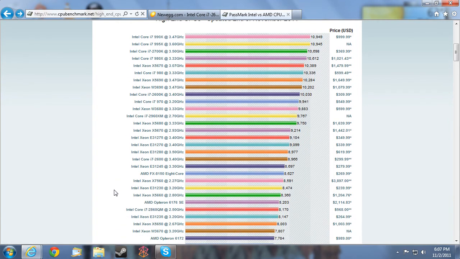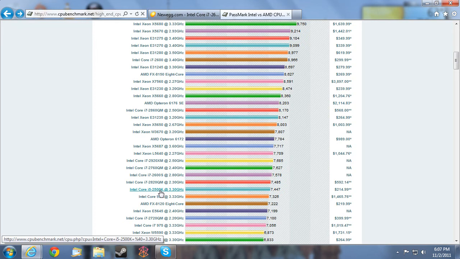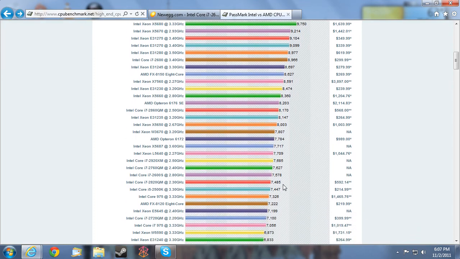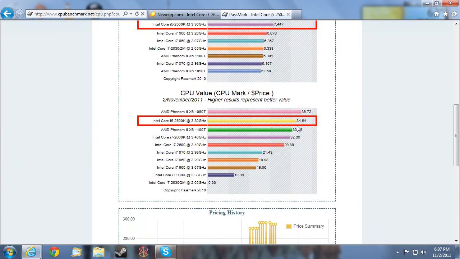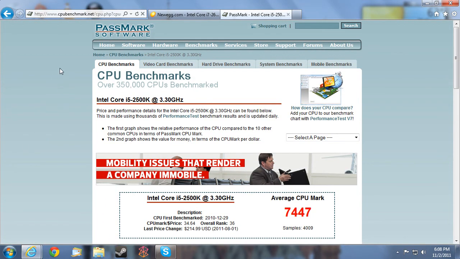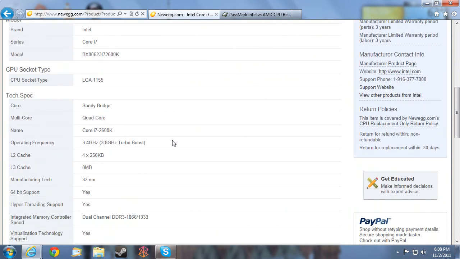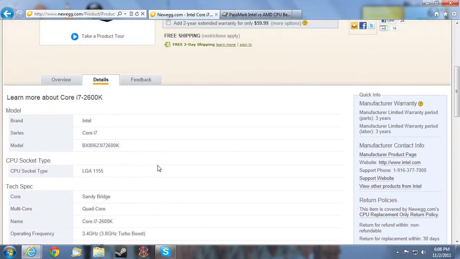Let's see if I can find it. So there it is right there, i5-2500K with a score of about 7500. So yeah, a little bit less than the 2600K, but you're saving $100 and the performance per dollar speaks for itself. So really good processor, but hopefully that gives you some ideas of how to pick out a good processor for your computer, some benchmarks, some price versus performance comparisons, as well as some ideas of what these tech specs actually mean. So that's been how to pick out a CPU processor.